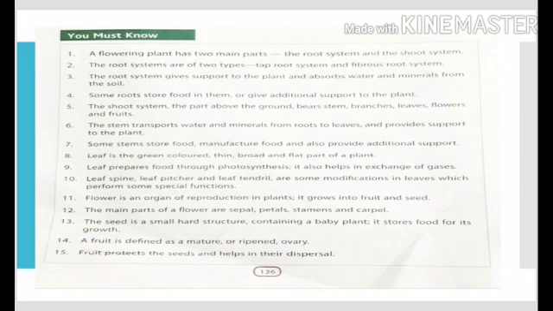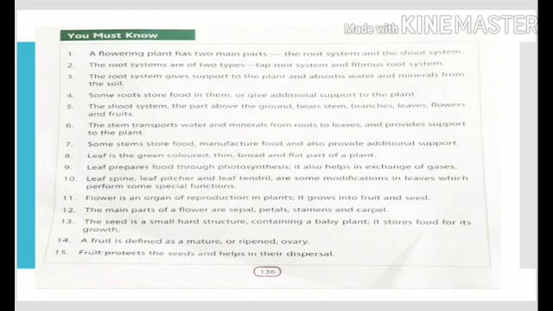Now, what is flower? Point number 11. Flower is an organ of reproduction in plants. It grows into fruits and seeds. Number 12, the main parts of the flower are sepals, petals, stamens and carpel. Number 13, the seed is a small hard structure containing a baby plant. It stores food for its growth.